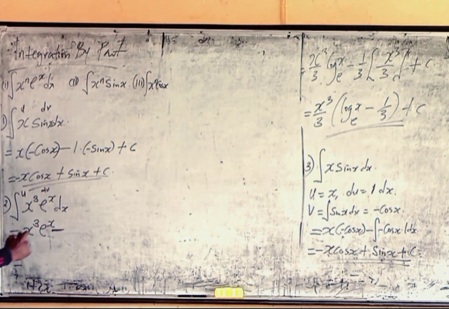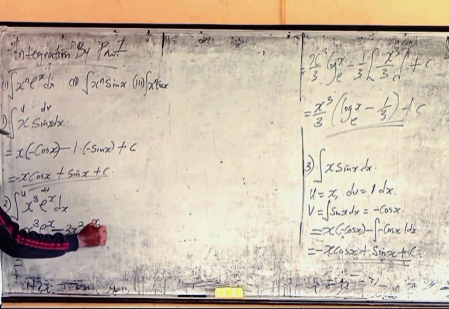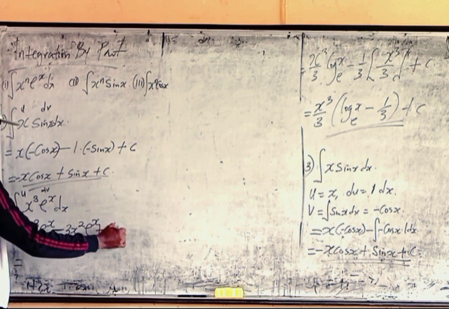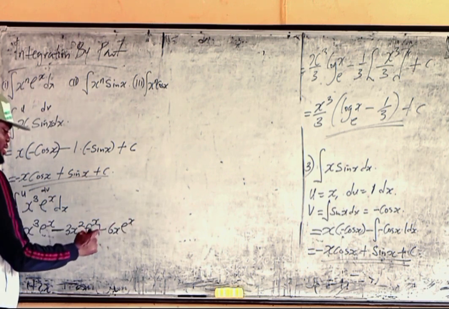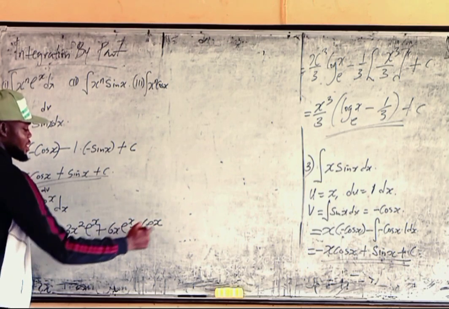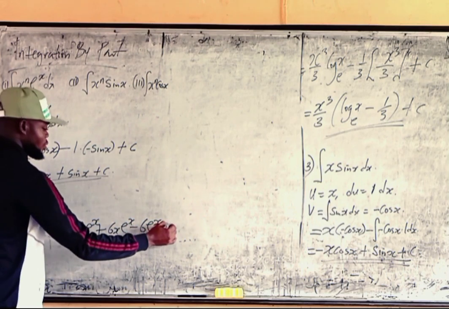So we'll be differentiating the u and integrating the v. Differentiate this one, we're going to have 3x squared. Then integrate this, we're going to have exponential x. The next sign will now be positive. Differentiate this, you have 6x. Integrate this, you have exponential x. The next one will be negative. Differentiate this, you have 6. Integrate this, you have exponential x. Since this is now a constant number, you get plus.